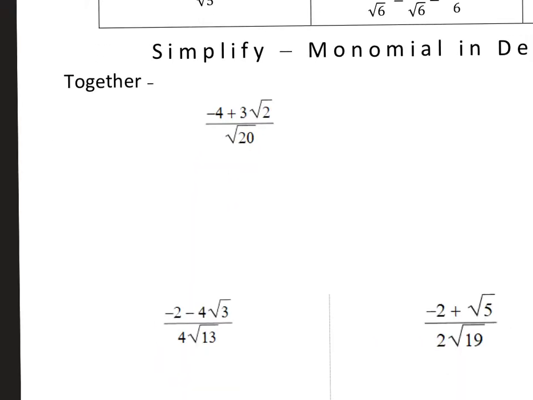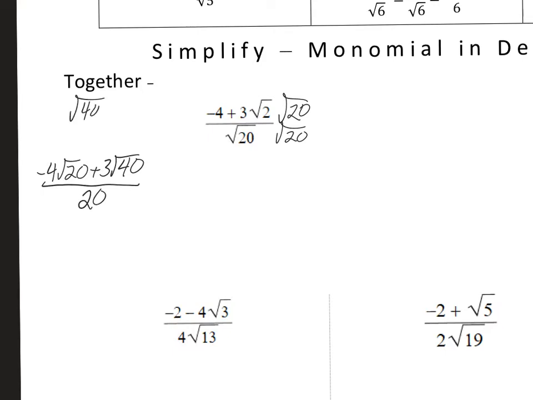Okay, so you have some choices on what you could do here. I'm going to multiply the top and the bottom by radical 20. So I'm just going to write this over on the side here, I have negative 4 radical 20 plus 3 radical 2 times 20 is 40 over radical 20 times radical 20, which is the same thing as just saying it's 20. Or you could look at it and say, okay, this is radical 400, which equals 20.